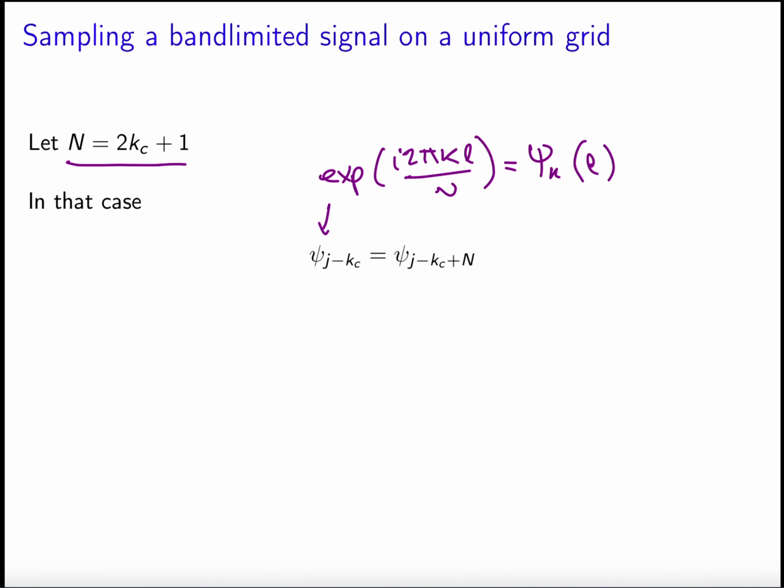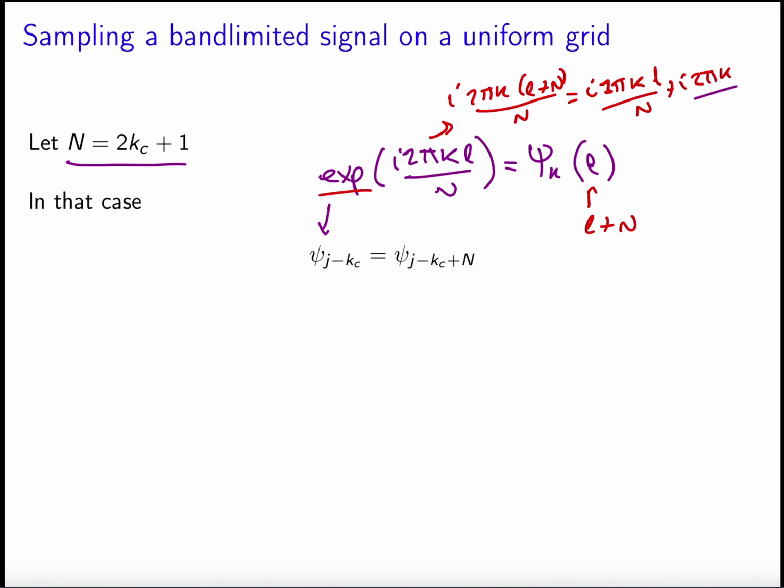So in particular, this is periodic with period n, because if I have l plus n or some multiple of n here, I will have e^{i 2 pi k (l plus n) over n}. So this is just going to be equal to e^{i 2 pi k l over n} times e^{i 2 pi k}. And remember, and we'll be using this all over the place, the complex exponential is periodic with period 2 pi. So if we shift it by a multiple of 2 pi, it does not change, which means that the frequencies here are periodic with period n.